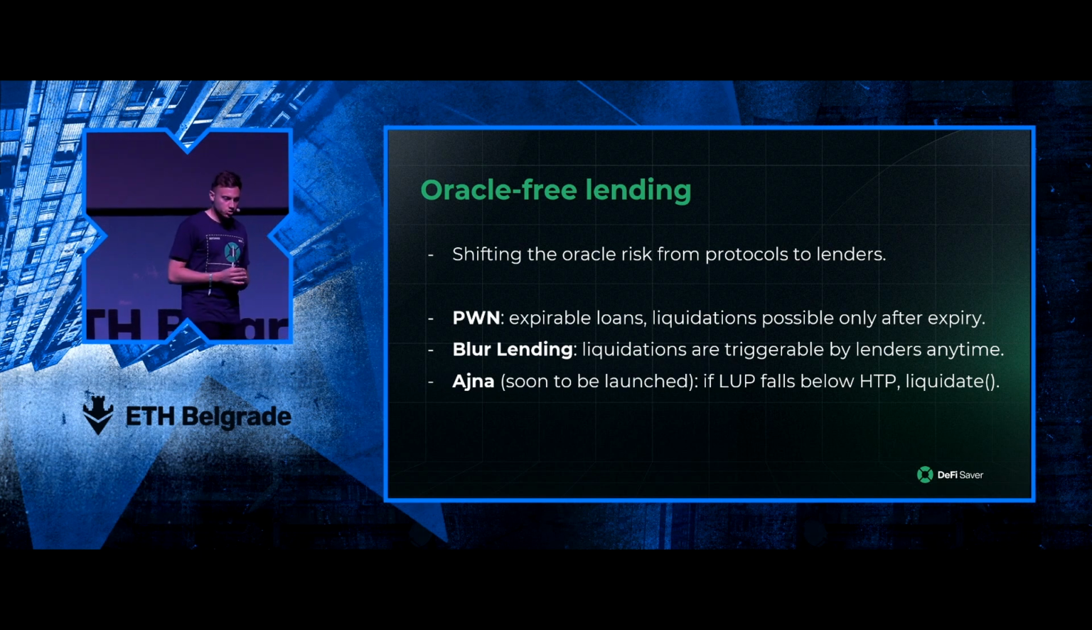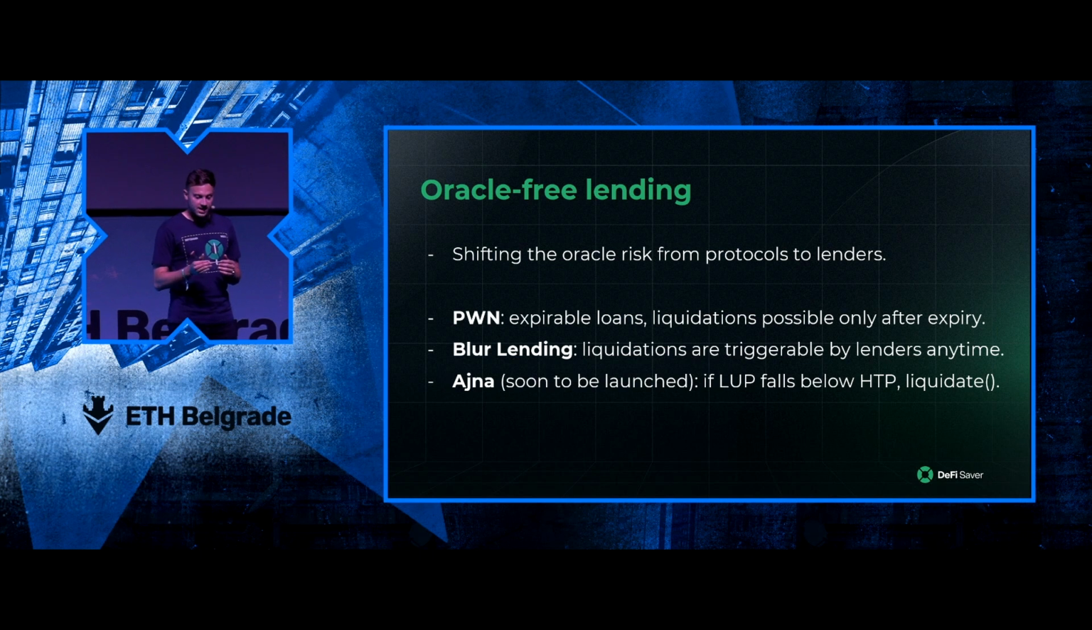The second solution is Blend. That's short for Blur Lending. It's a protocol that the Blur team launched for their platform. Blur is an NFT marketplace, and they launched a lending protocol where you can put an NFT as a collateral and take out a loan in ETH. So you can, let's say, for example, buy another NFT with that ETH.